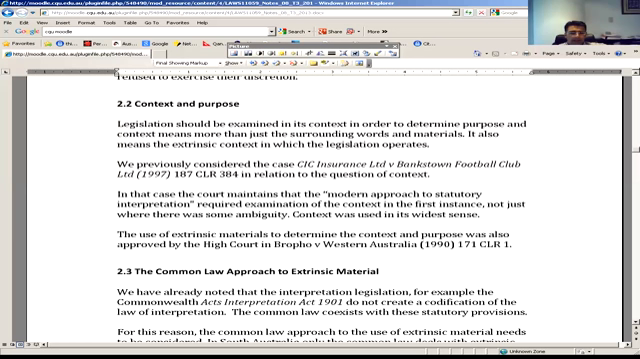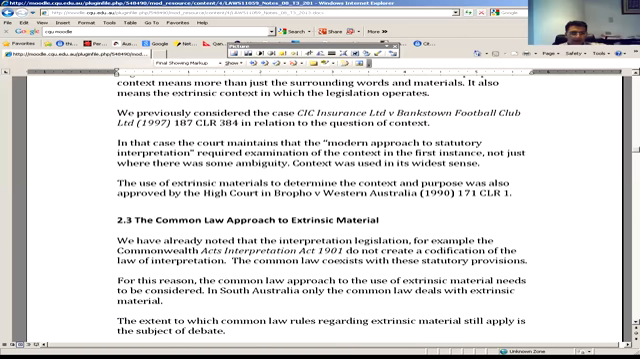They mention here the case of CIC Insurance Limited and the Bankstown Football Club. Once again, 1997, volume 187 of the Commonwealth Law Reports at 384. In that case, the court, that is the High Court, maintained that the modern approach to statutory interpretation required examination of the context in the first instance, not just whether there was some ambiguity. So that's a different approach to what we're seeing in section 15AB. And if you were going to rely upon that case in saying, well, look, we need to go to the extrinsic material first, even when there is an ambiguity, you need to be very careful.